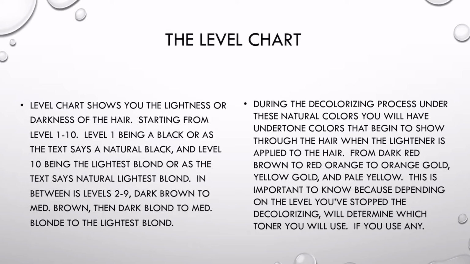Because when you're picking out toners, you want to make sure that it's not just visually what you see on top of the hair, but when you run your fingers through it, what's popping up from underneath, so that you have an all even tone, if you even have to use toner. So you begin to see dark red brown to red orange to orange gold, yellow gold, and pale yellow. And I just told you why it's important to know, but this will help you with your toners if you use any.